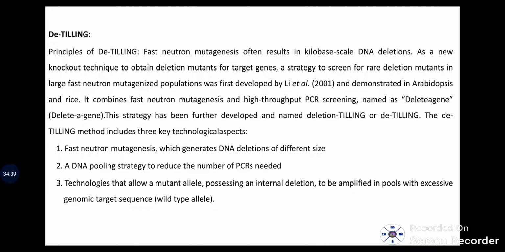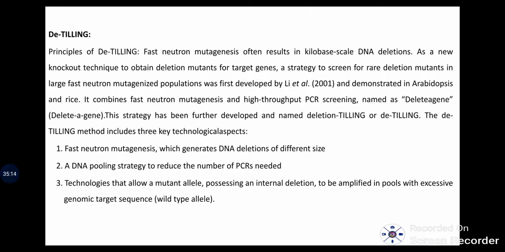The third approach is deTILLING. So far we discussed TILLING and ecoTILLING. The third is deTILLING. This is a knockout approach. Knockout means kicking out, that means just throw it away. Fast neutron mutagenesis often results in kilobase scale DNA deletions. As a new knockout technique to obtain deletion mutants for target genes, a strategy to screen for rare deletion mutants in large fast neutron mutagenized populations was first developed by Li in 2001.